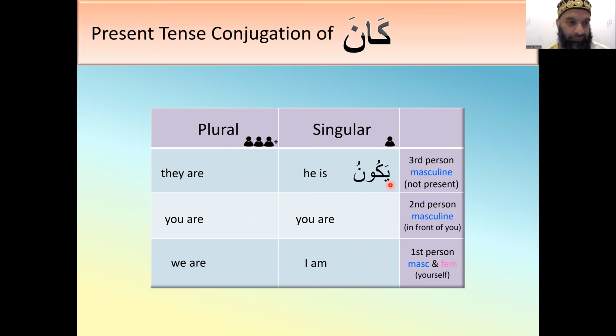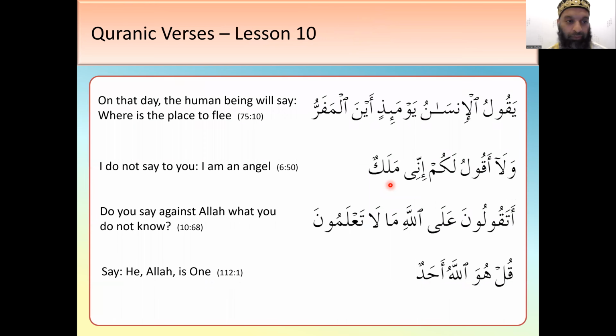Go back. Right, so here we go. Yaqulu. Translate now, please. What does yaqulu mean, just outside of the Quran? He says. Good. Al-insanu. Someone's asking, the root letters of qala are really qaf, waw, and lam. Qaf, waw, lam. Okay, so al-insanu, the people.